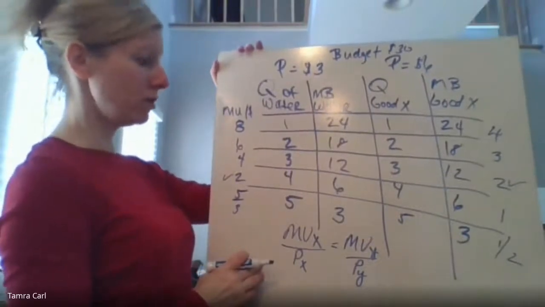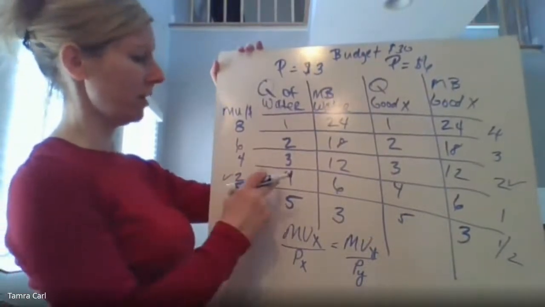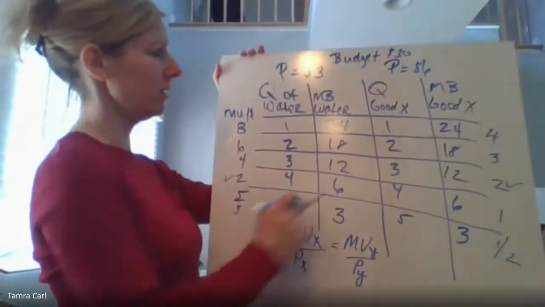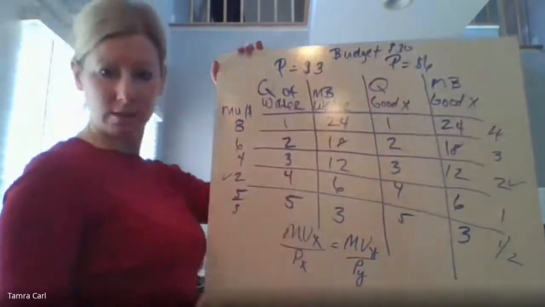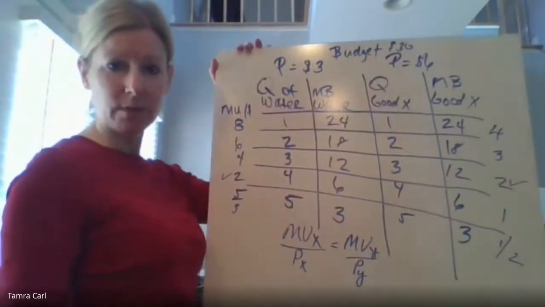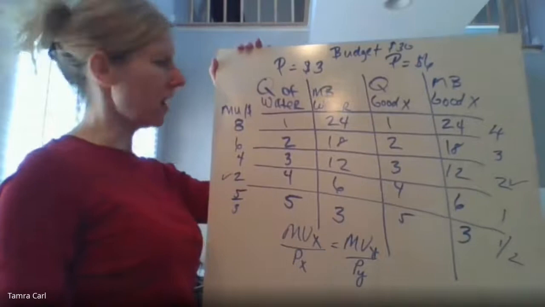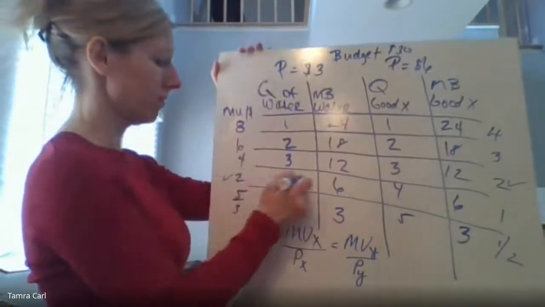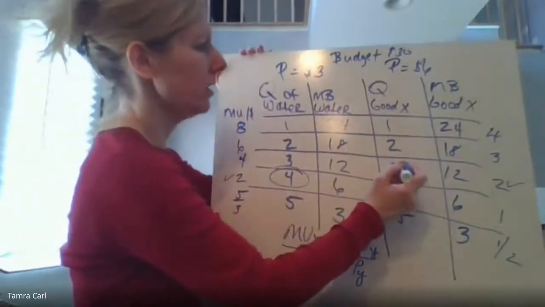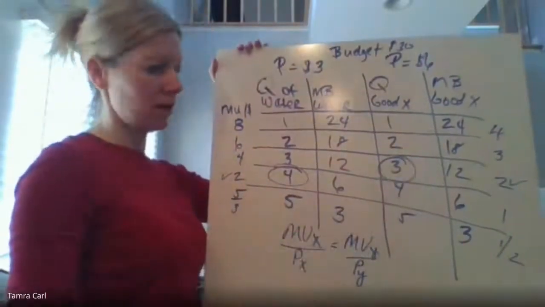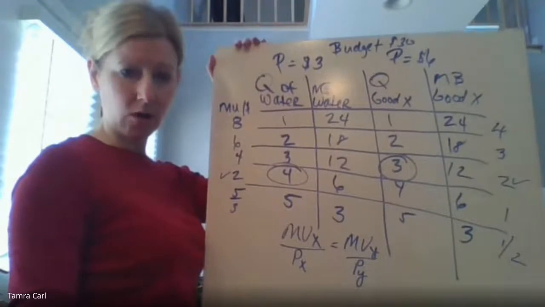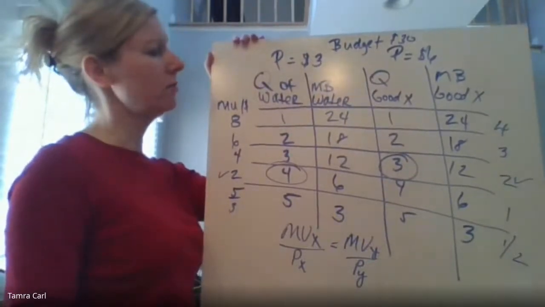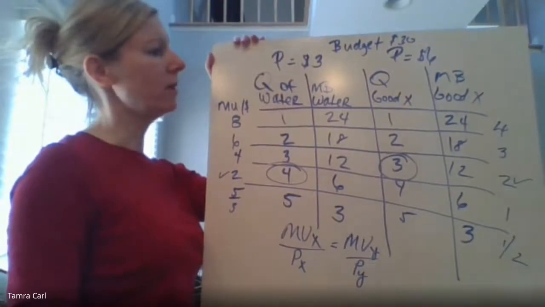So if she has a budget of $30, when I'm looking at this, if I'm buying 4 times 3 is 12, and I'm buying 3 times 6 is 18, that gives you your 30, right? So perfect. You've got 4 of the water bottles, and you have here 3 of good X. And that will satisfy spending all of the money, right? And being able to meet their optimal combination.